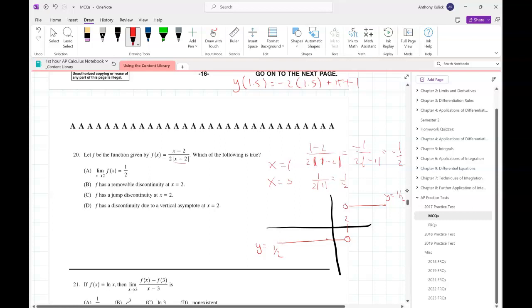So which is true? Is the limit as x approaches 2 equal to 1/2? No, because it's going to change from negative 1/2 to positive 1/2. Is there a removable discontinuity at 2? Nope. Is there a jump? Yes. Does it have a discontinuity due to a vertical asymptote? No way.